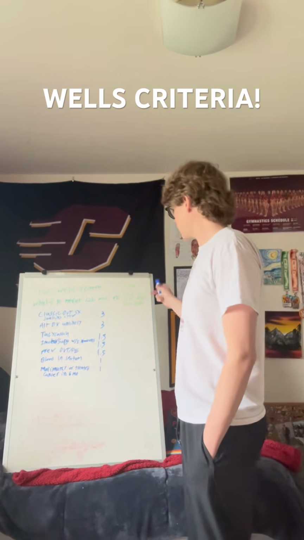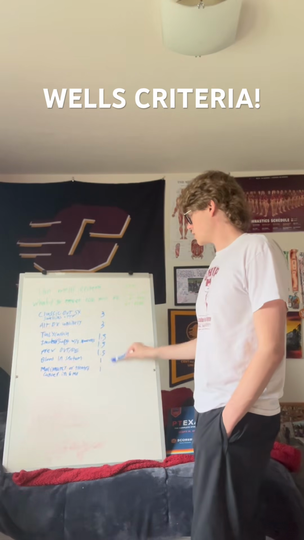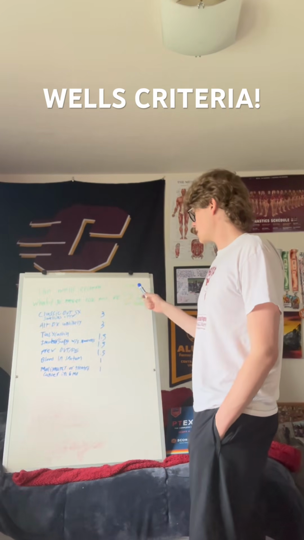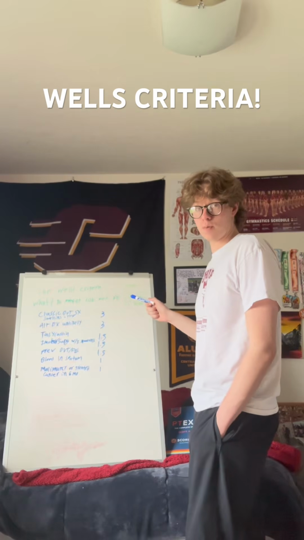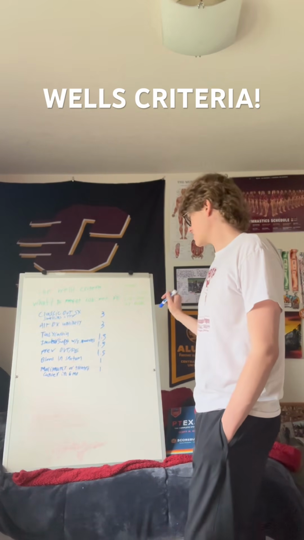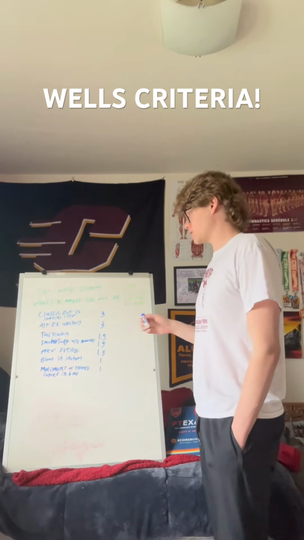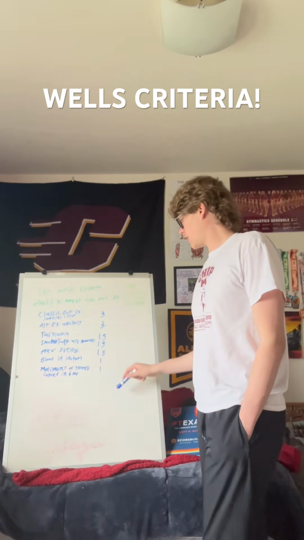So the scoring for the Wells criteria is based on these numbers here in blue. Now the scoring for this is anything less than 2 is a low risk for a pulmonary embolism, 2 to 6 is a medium risk, and 6+ is a high risk for a pulmonary embolism. So these are the point values.